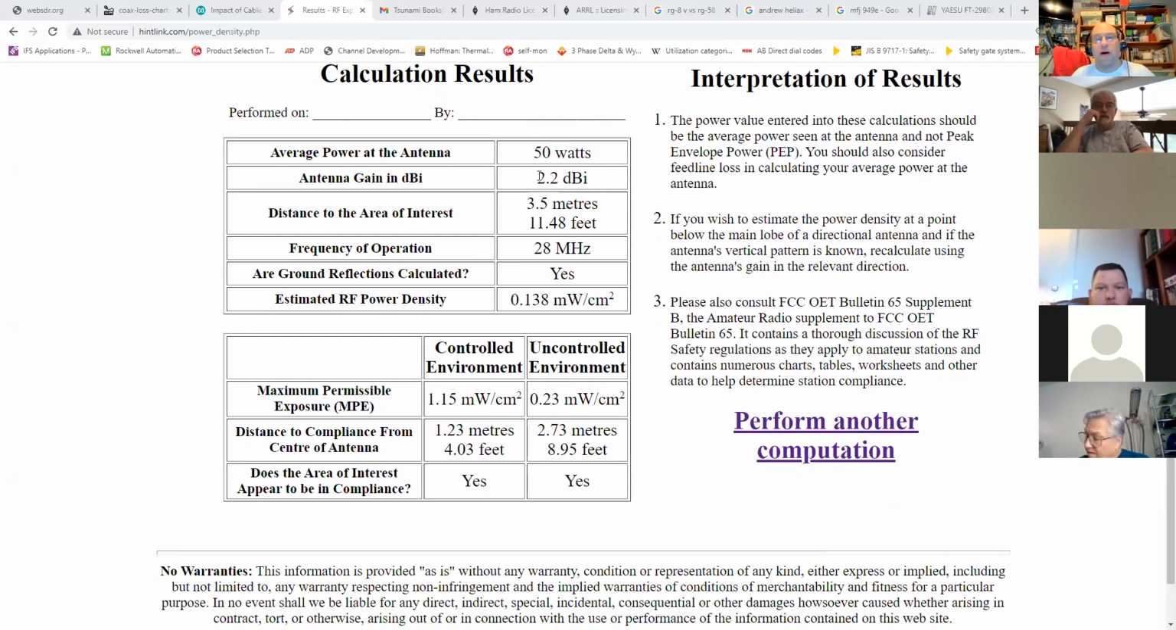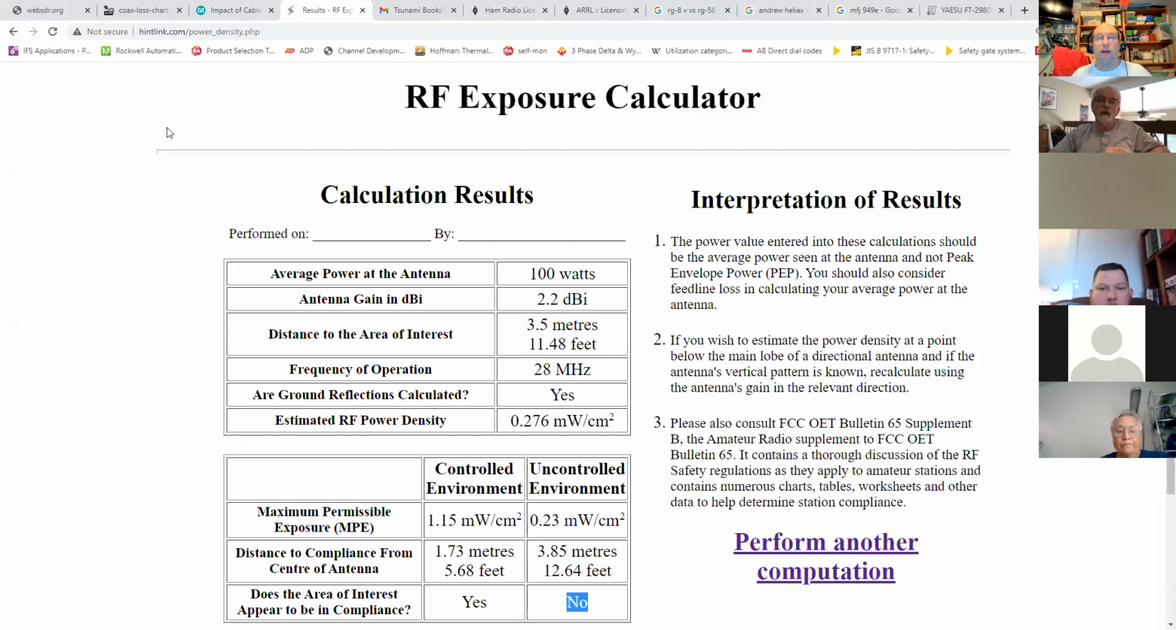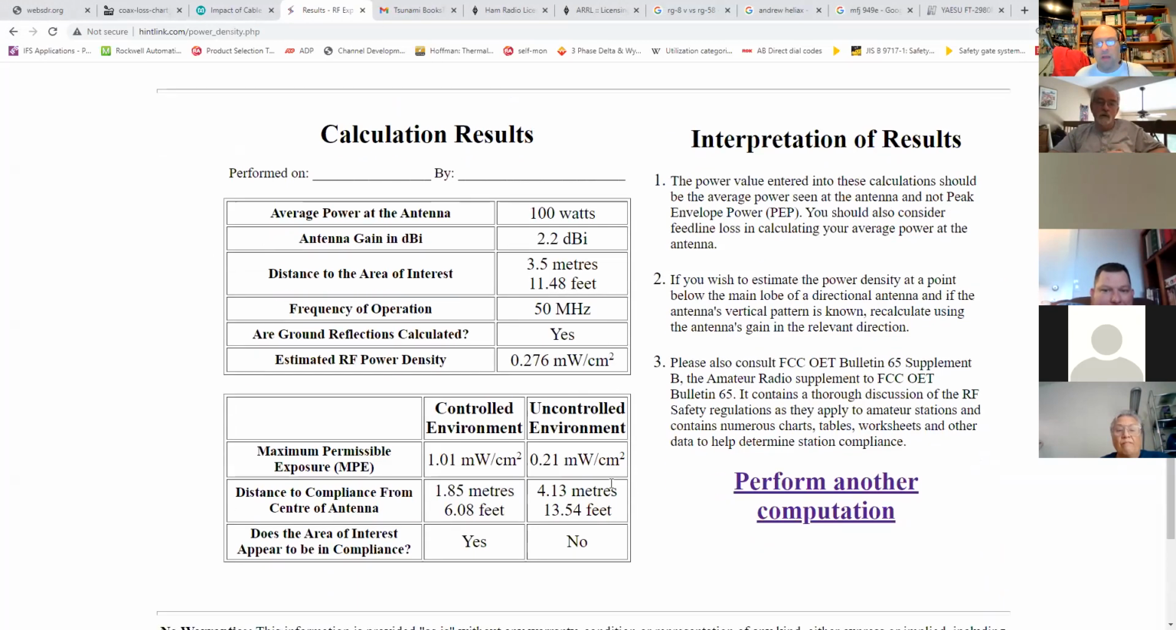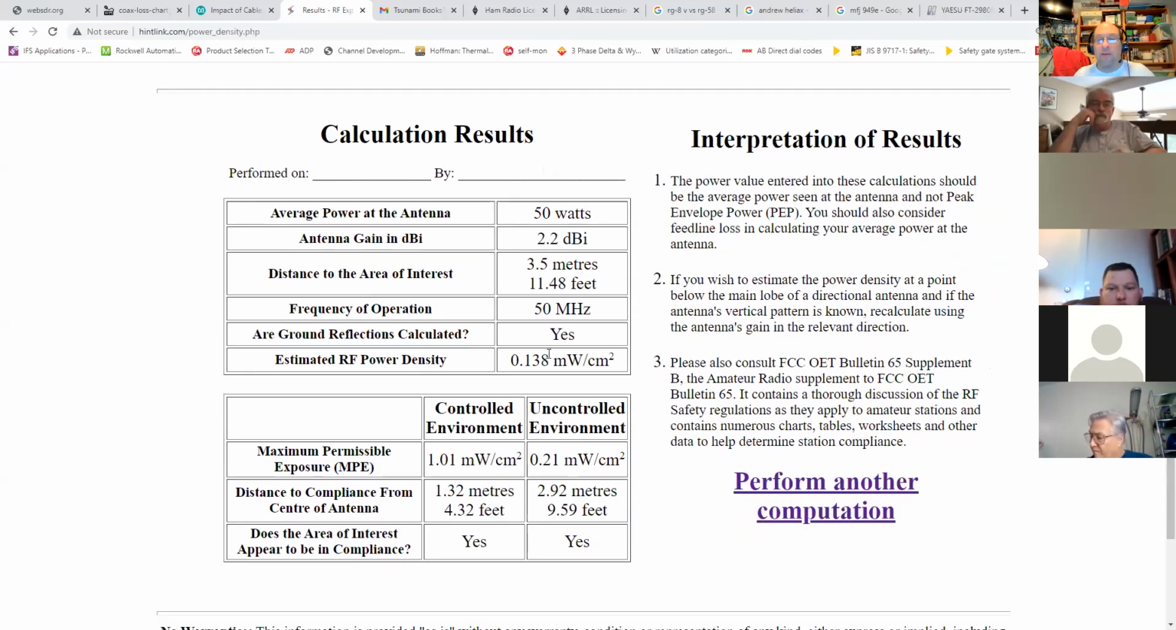And in fact, here's the calculation. 50 watts, 2.2 dB, 3.5 meters. We say, okay, so we're safe. But now let's switch it to 100 watts. And now, for an uncontrolled environment, it's not safe. I would consider people just walking through the museum to be an uncontrolled environment. If we were to change it to 6 meters, we're really above the limit. But again, nobody transmits an average power of 100 watts. In fact, the worst case would be you're having a 100-watt conversation and you're talking half the time. So let's say it's 50 watts average. And then once again, we're legal again.